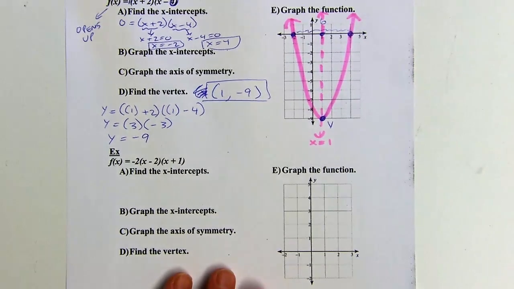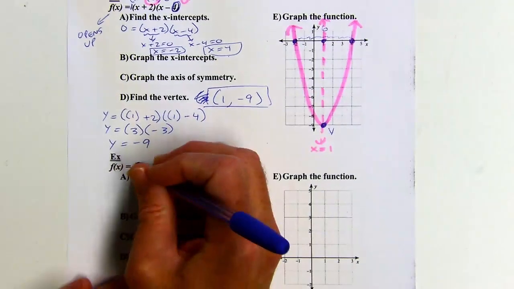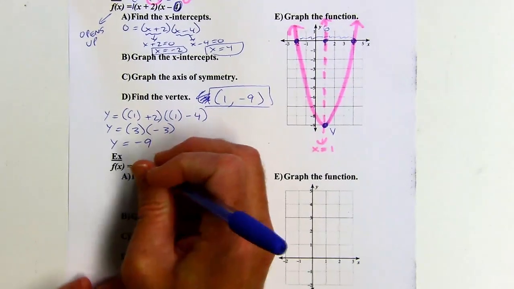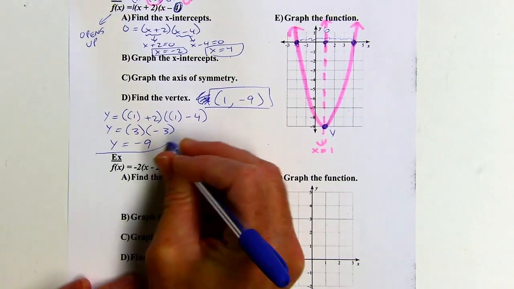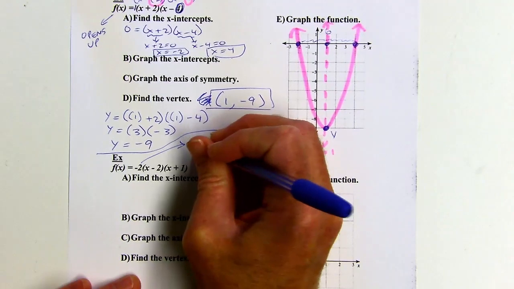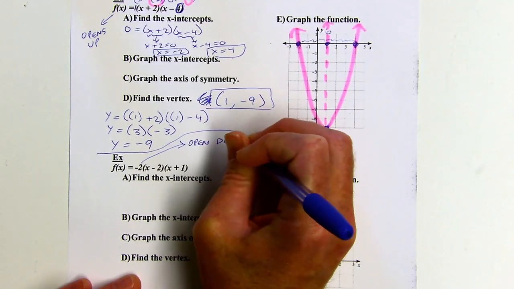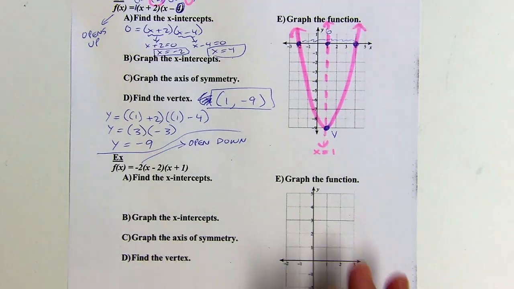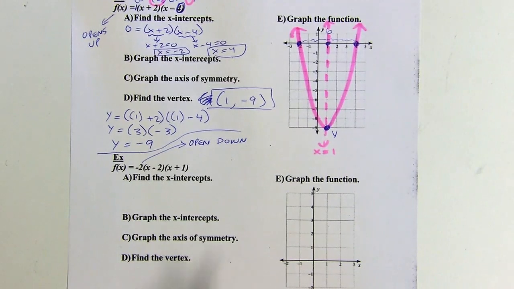So this one is a little different because my a value here is negative. So this is telling me that this is going to open down. Just good to keep in mind when I graph this, okay? And then let's look for the x-intercepts.